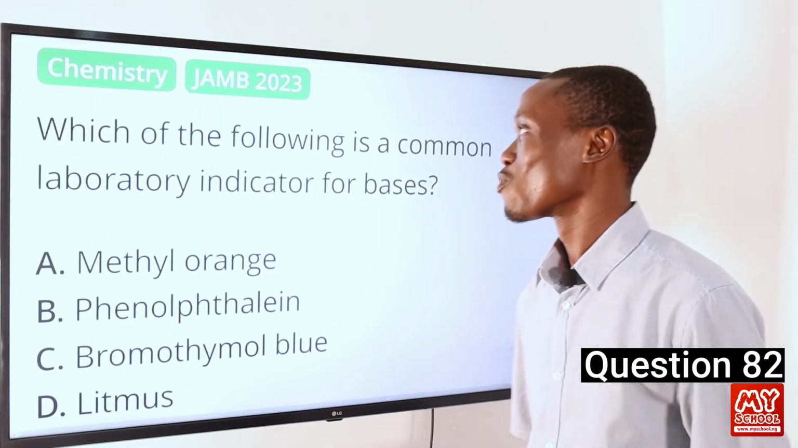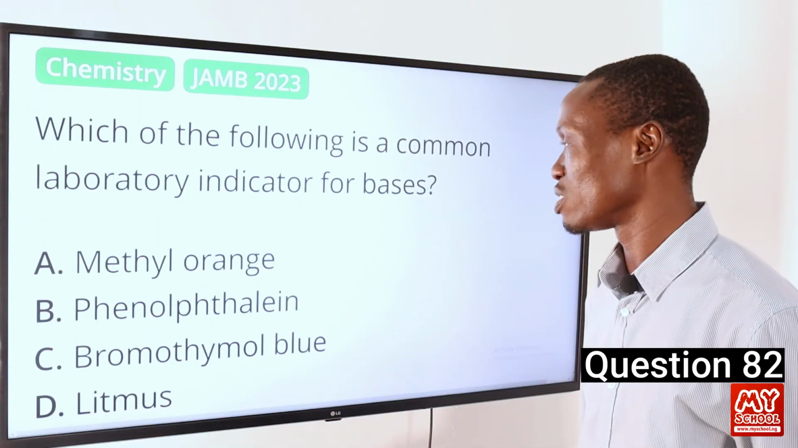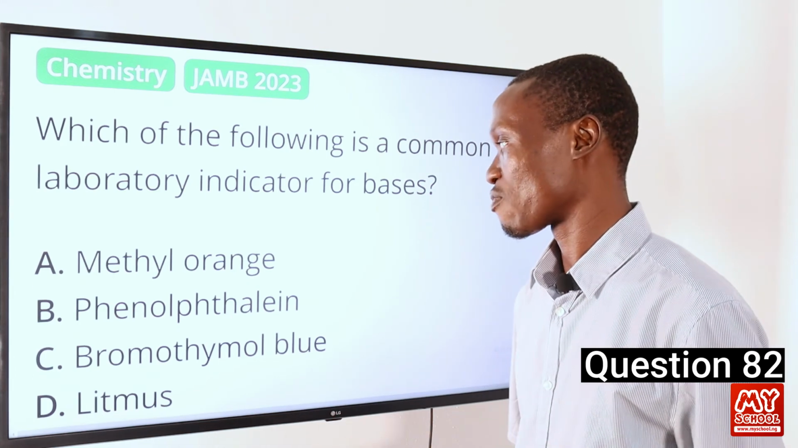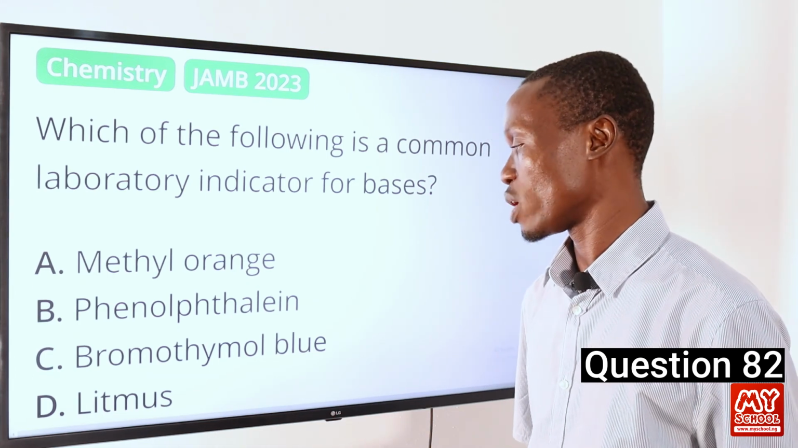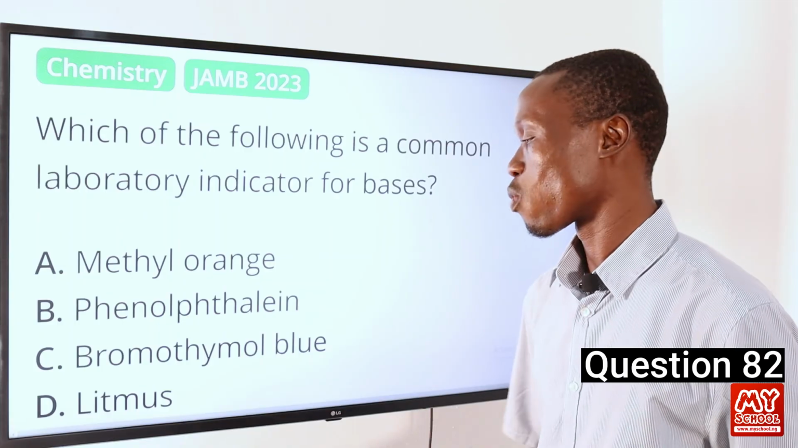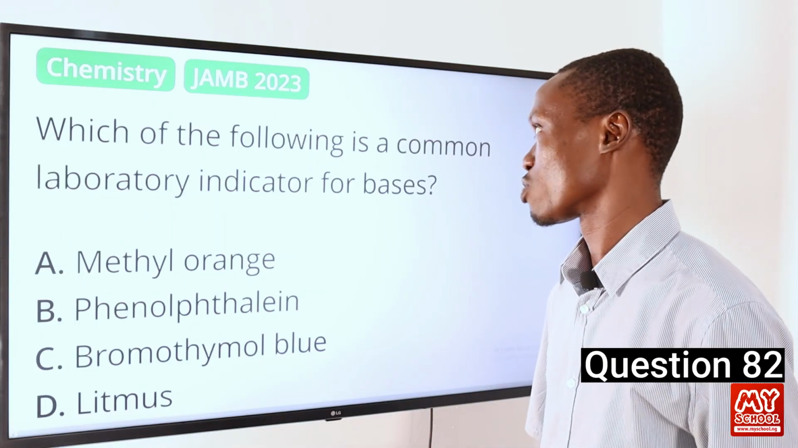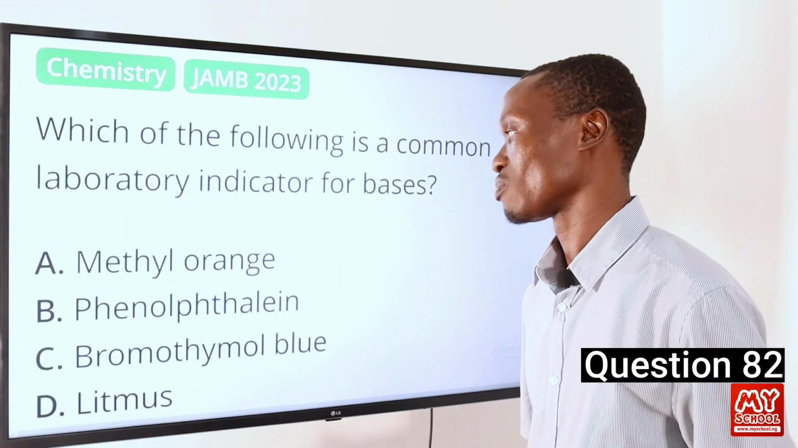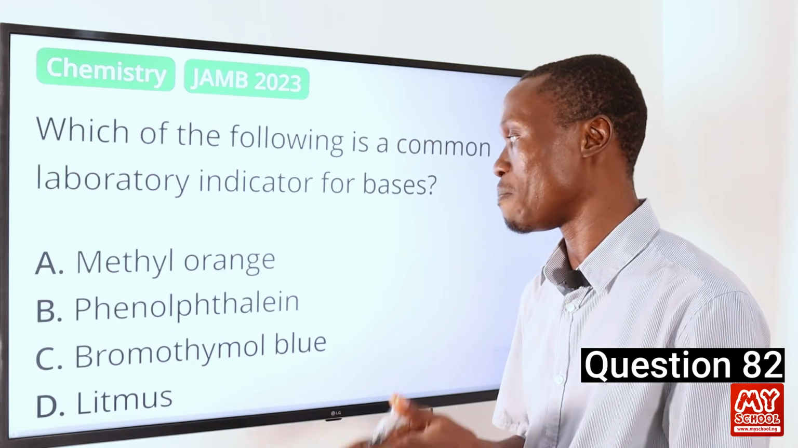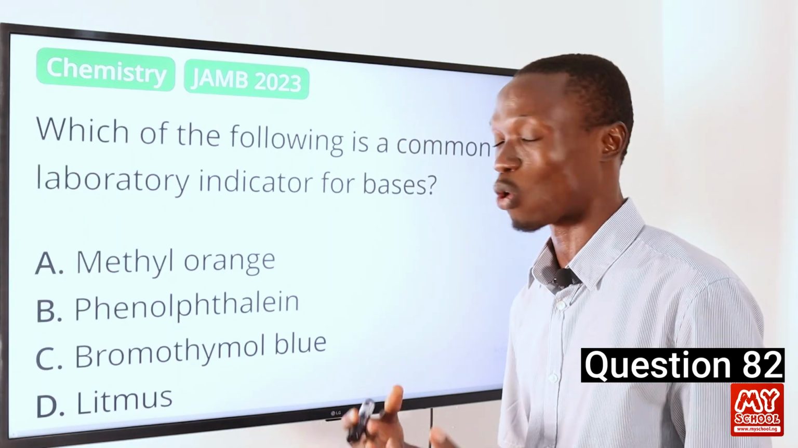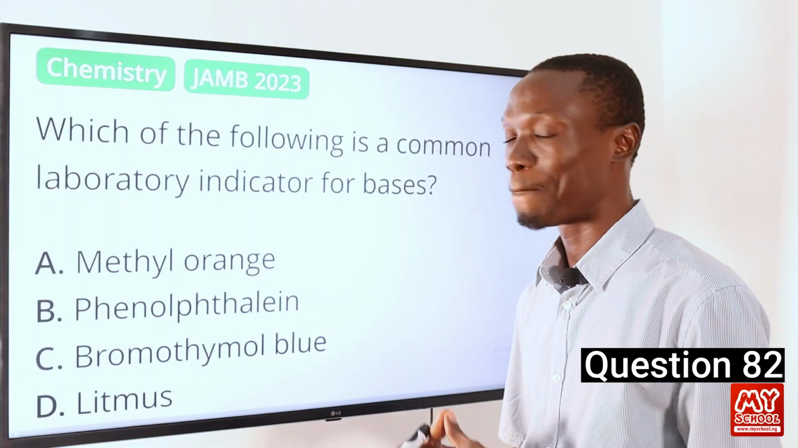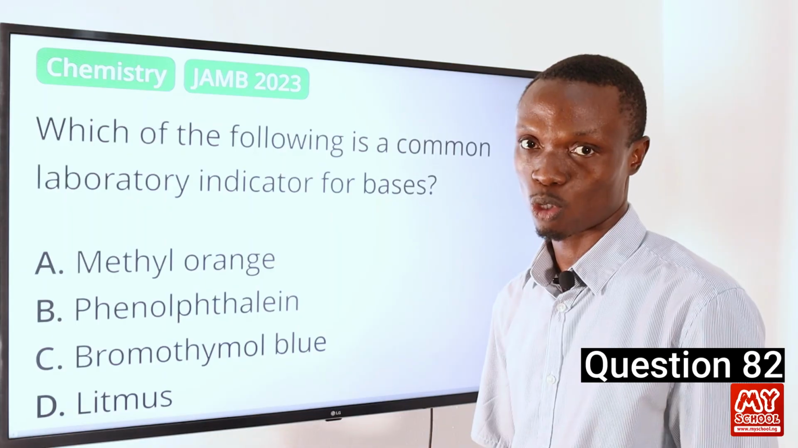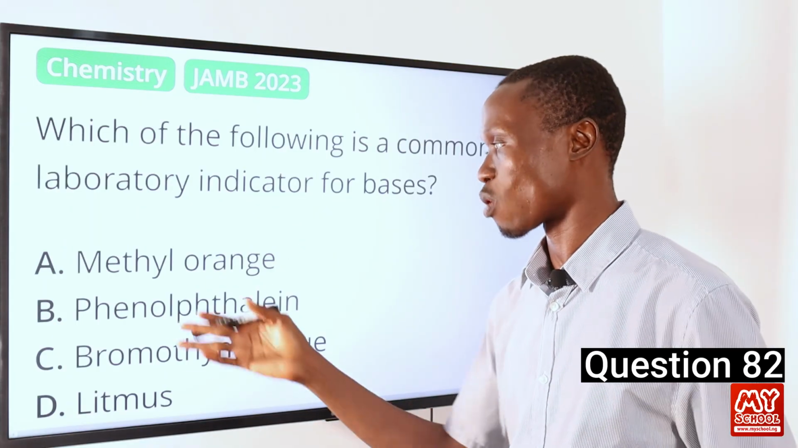Question 82. Which of the following is a common laboratory indicator for bases? A, we have methyl orange. B, we have phenolphthalein. C, we have bromothymol blue. While D, we have litmus. The common laboratory indicator for bases is phenolphthalein. In a solution containing a base, when phenolphthalein is added, the color will change to pink, indicating the presence of base in that solution. So the correct option to this question is option B.